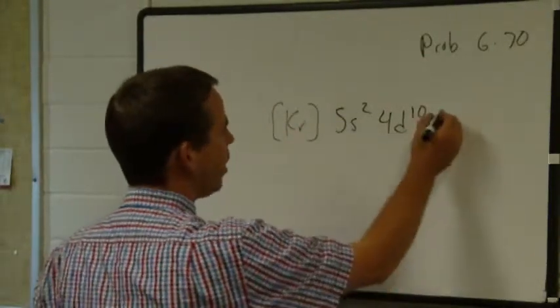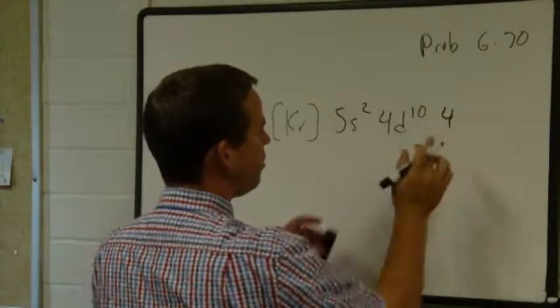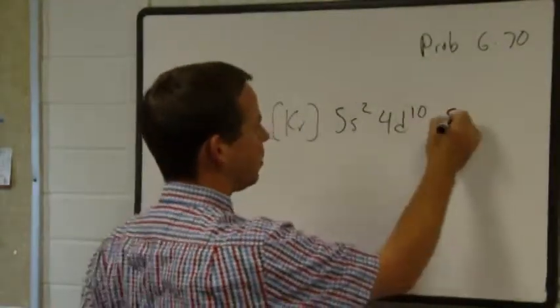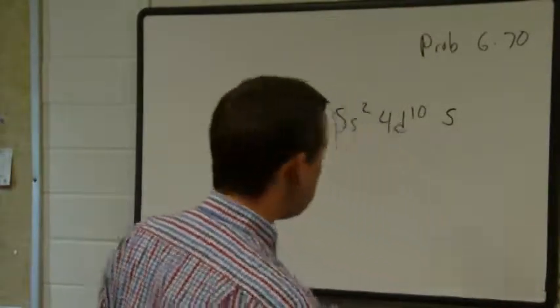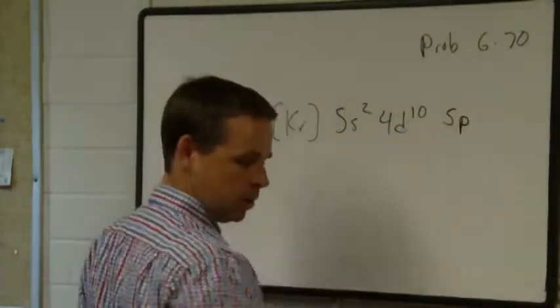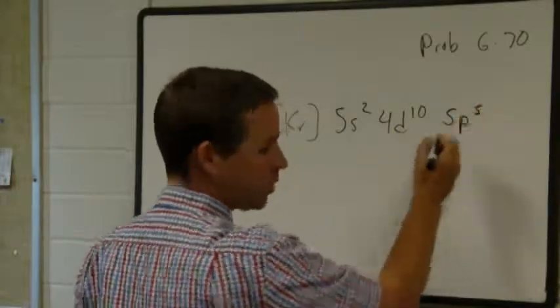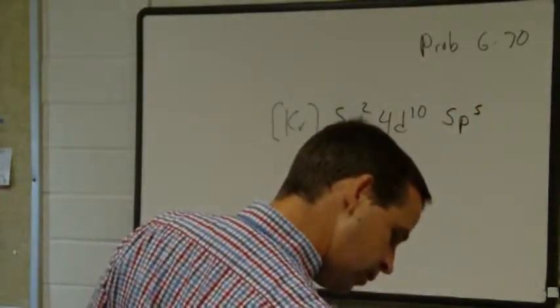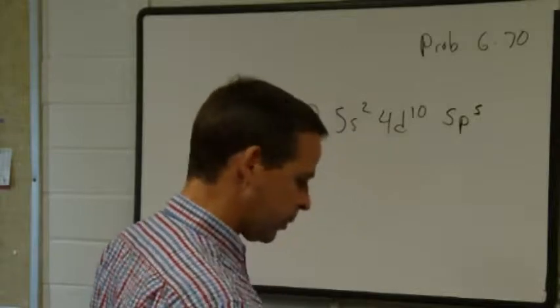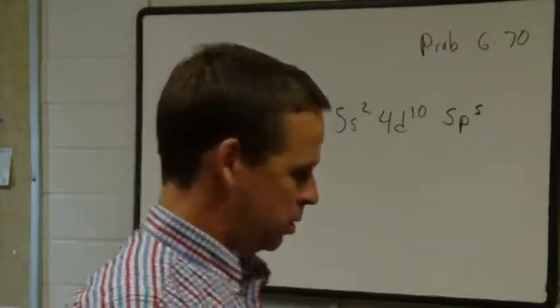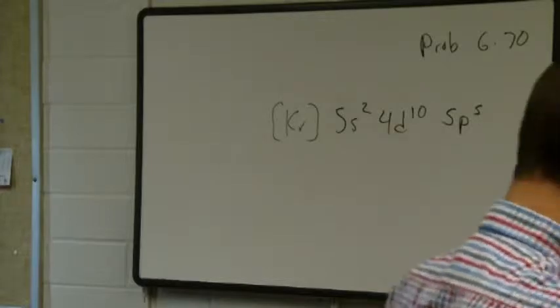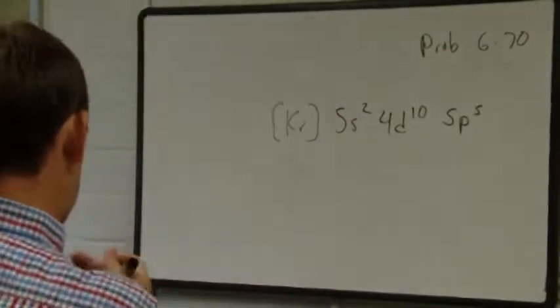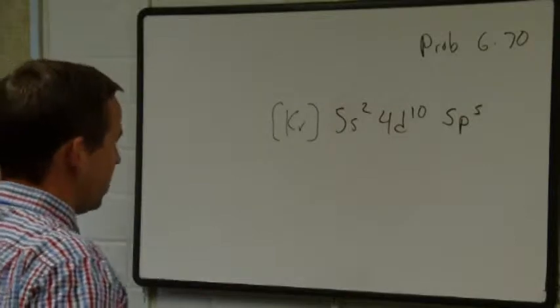All right, so we have 5p. This is in the 5th column. 1, 2, 3, 4, 5, and we're in the p block. 5p, and there's 5 electrons, right? Iodine is the 5th. 1, 2, 3, 4, 5.